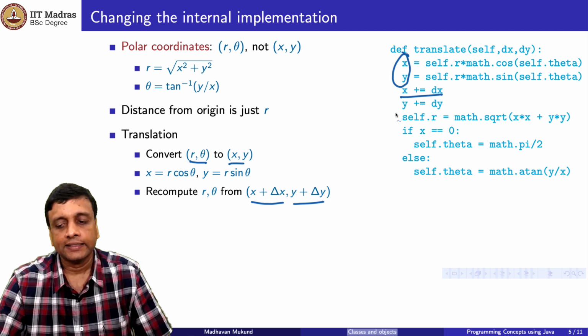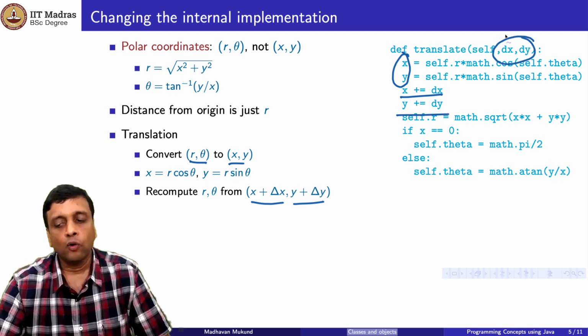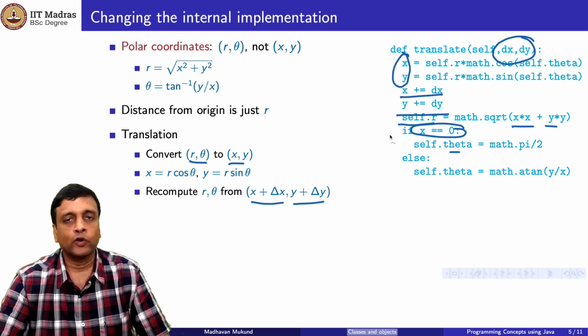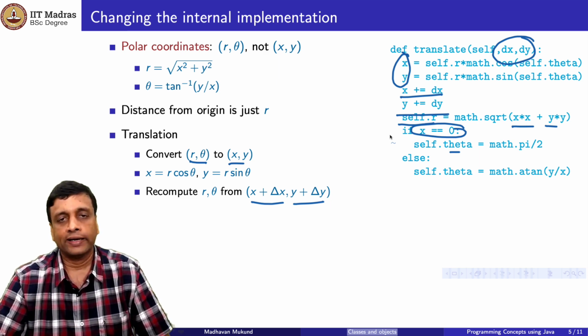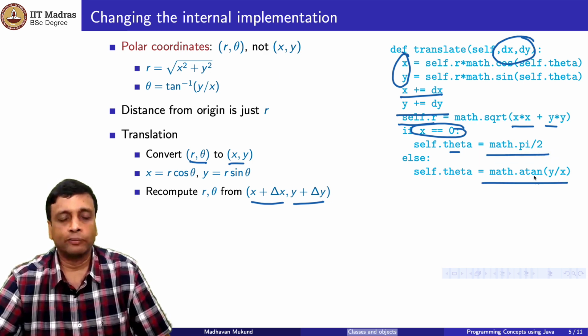Then we update that x using the translated parameters. And now we go back and do what we did in the constructor. So we reset self.r based on the new x and the new y. And we reset theta based on the new x and new y. And once again, we take care that if the new x has become 0, if the translated point lies on the y axis, we directly set the angle to 90. Otherwise, we use tan inverse of y by x.